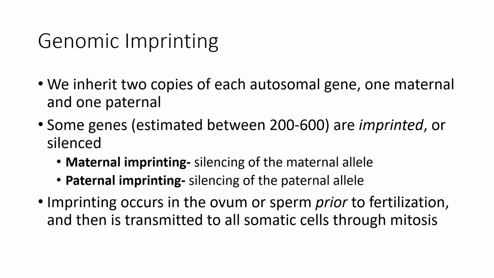Imprinting doesn't happen after fertilization. It happens before, during gametogenesis. The egg and sperm arrive pre-labeled with epigenetic sticky notes saying, use this one or ignore this one. Once fertilization happens, those labels are copied into every somatic cell via mitosis. You don't get a redo.